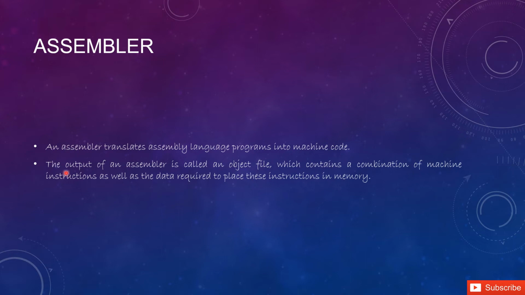Okay, we see the output of the assembler is called the object file, and it contains the combination of machine instructions, right? And the data required to place these instructions into memory. This is the main point. Instructions are in memory.